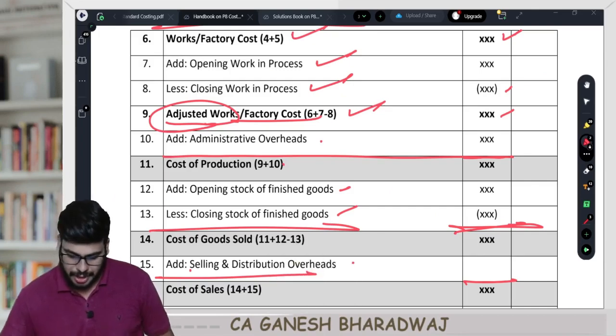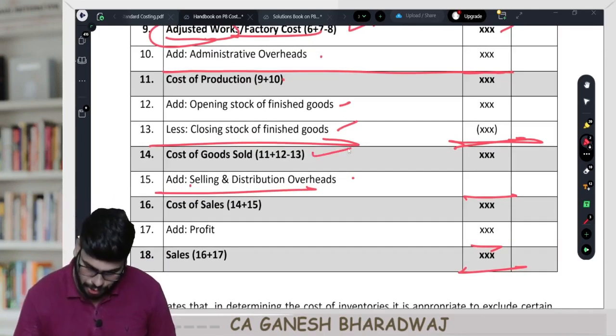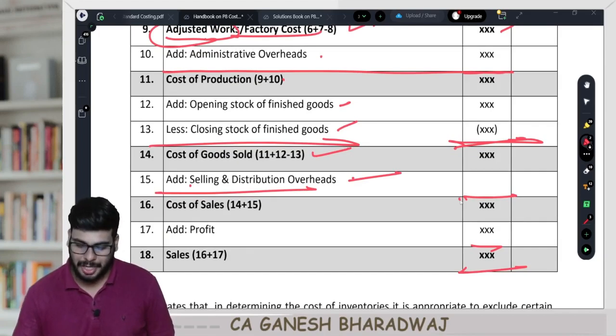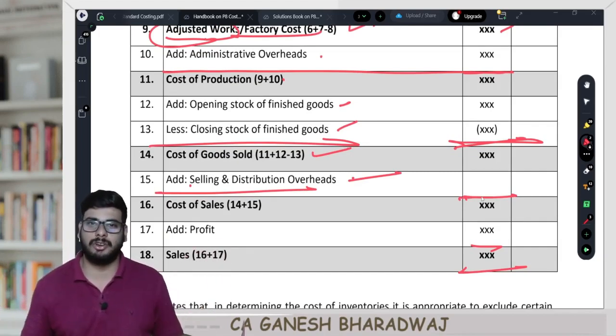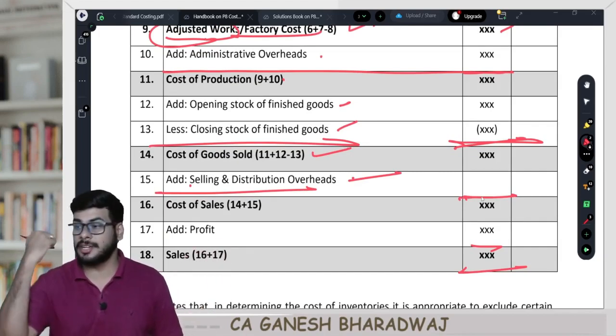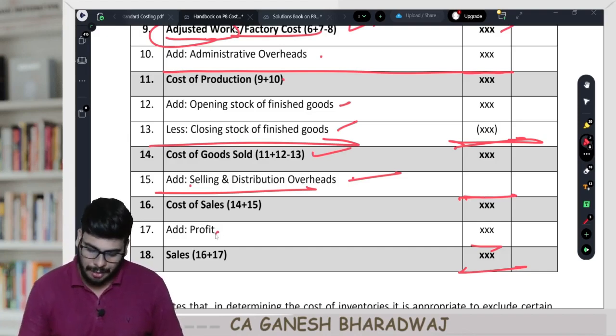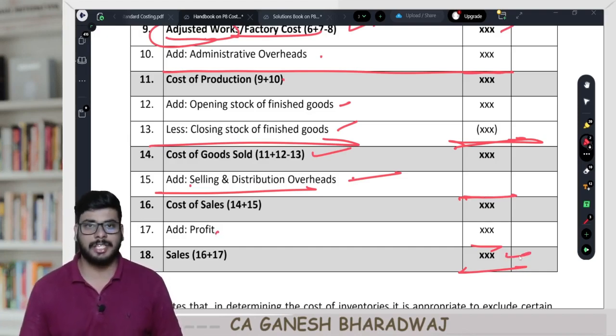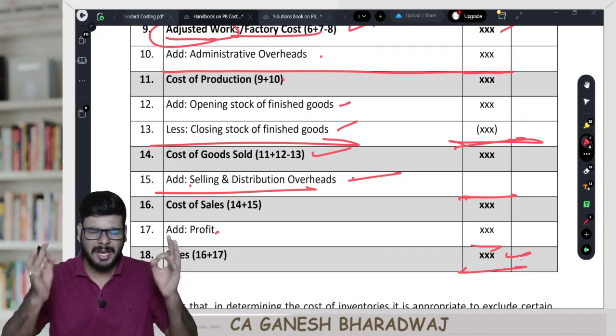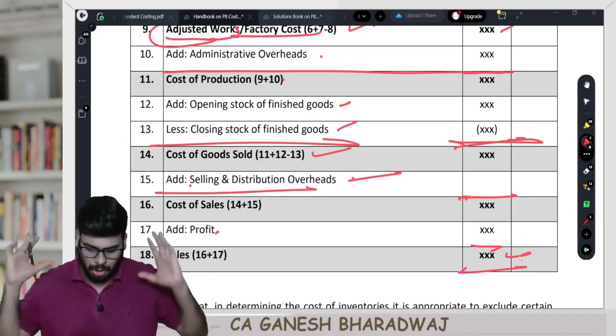That is what they have mentioned here. To this cost of goods sold, add selling and distribution overheads. You get the final cost of sales. Cost of sales means what? The cost incurred in respect of the units sold. And to that, if you add profit, you will arrive at the sales figure. Clear with this, guys? Very, very, very logical. This is all it is, right?